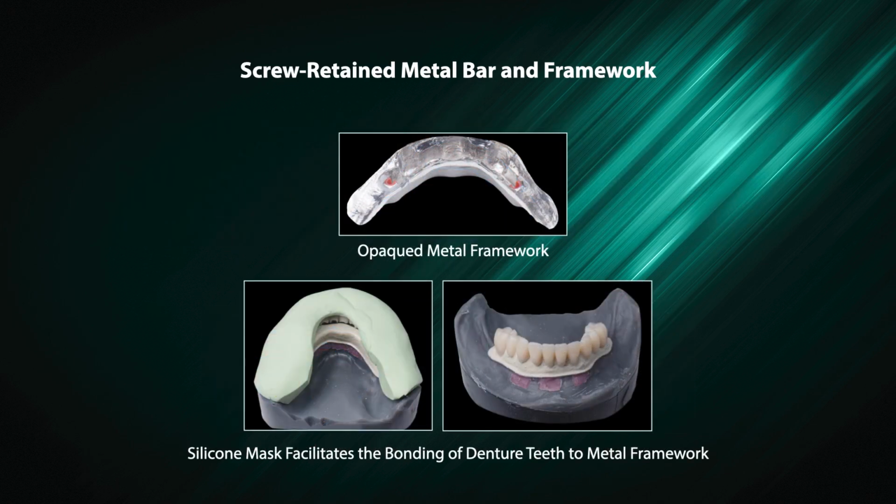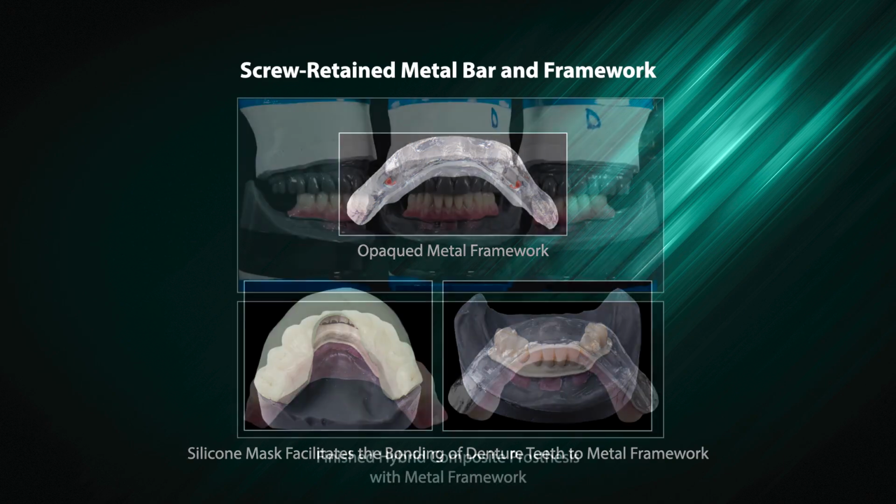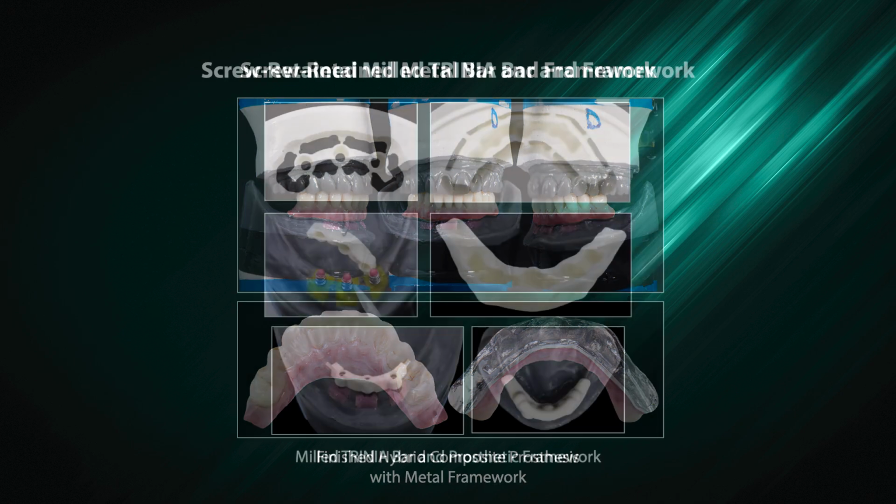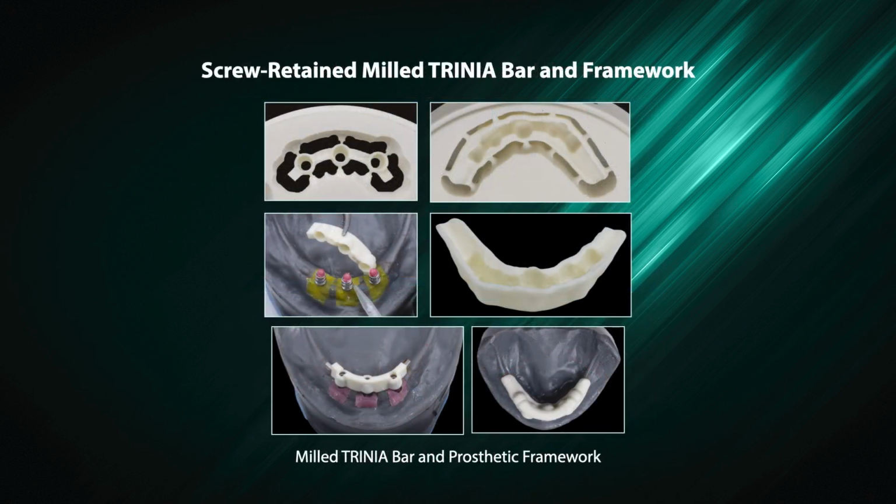On the top row, you can see an opaqued metal framework, and on the bottom row, a silicone mask facilitates the bonding of the denture teeth to the metal framework. Finished hybrid composite prosthesis with metal framework. Screw-retained milled TRINIA bar and framework.